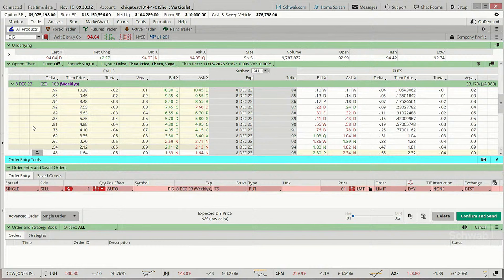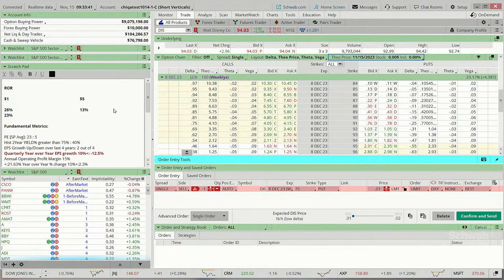And to do that, we're going to come up here and I'm going to open up our left-hand side over here. We've seen that. I'm going to go ahead and close up our scratch pad here.